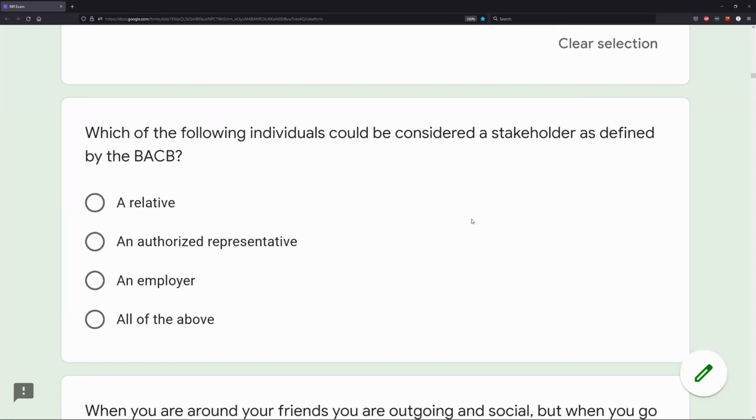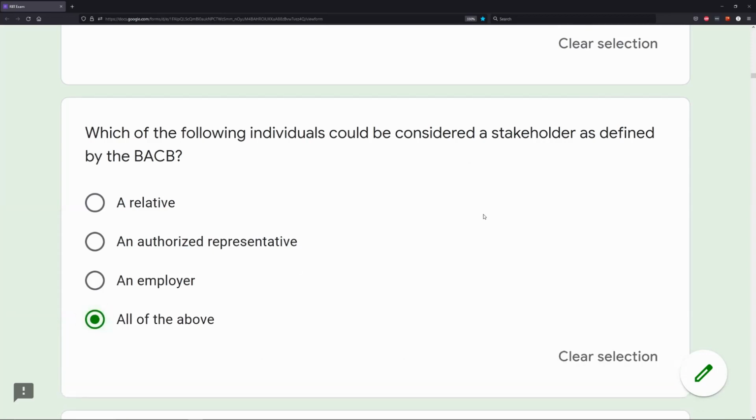Parents are the most obvious stakeholders, caregivers as well. So can a relative be a stakeholder? Sure, if the relative lives with them, if the relative's around them all the time, they have a stake in the outcomes of treatment. An authorized representative, such as a foster parent, a caseworker, absolutely. They also have a stake in treatment. An employer, right? Yes, if we have a person working for a company and that company has ABA services going on, remember, ABA is not just for autism, that employer has a stake in how their employees change. So which of the following individuals could be considered a stakeholder? D, all the above.